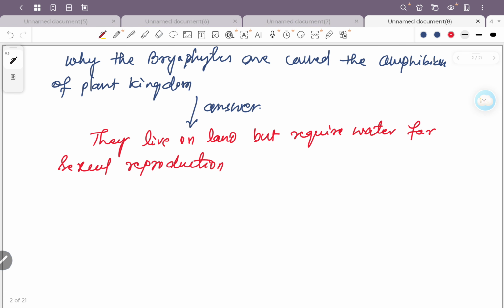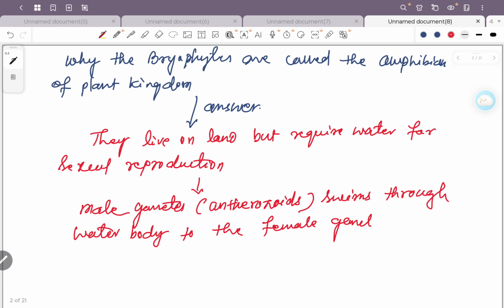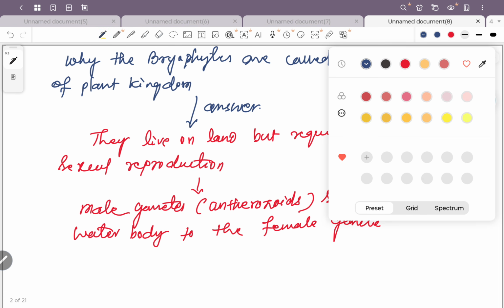Then how do they require it? Because here the male gametes, which are called antherozoids, swim through the water body to the female gamete. Okay, so they require water for this purpose. Okay, that's why they are known as amphibians of plant kingdom.